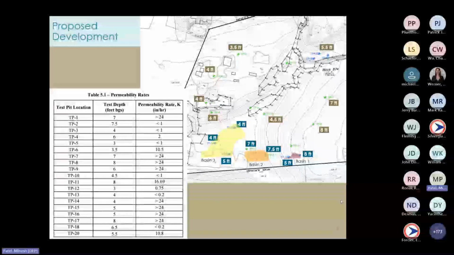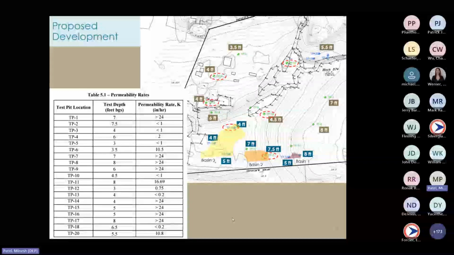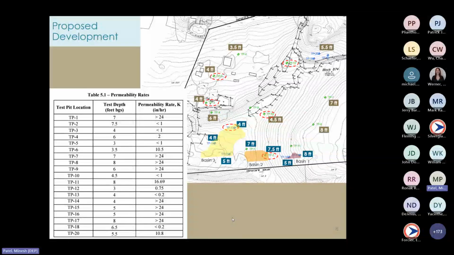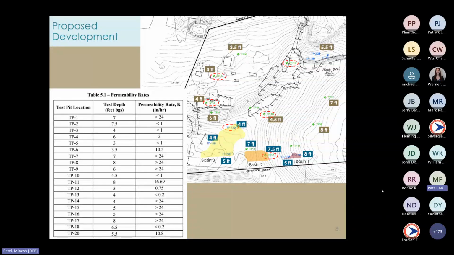So here's that table, and I've circled the locations where the field tested permeabilities were less than 1 inch per hour. So unless soil replacement is proposed, these locations are not really suitable for infiltration BMPs. Given the low permeabilities at the encircled test pits, we will have a problem with the ability of the orange and yellow shaded basins to drain properly, and we can add this to our review letter.